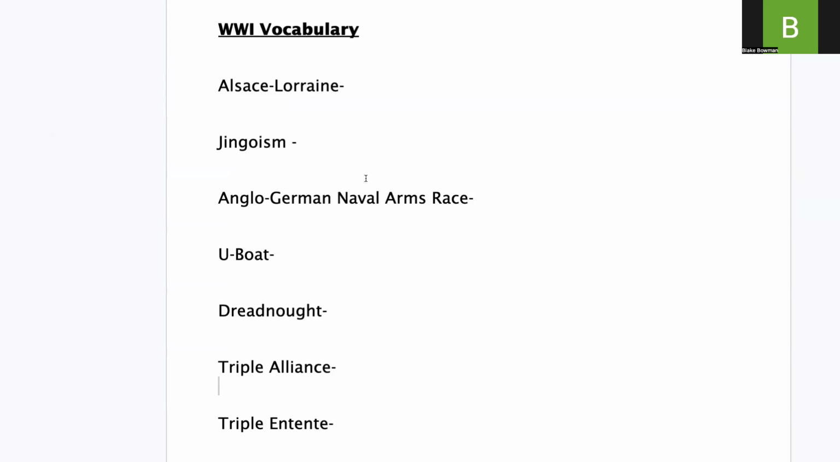Okay, Anglo-German naval arms race. Are you writing this down, folks? You've got to have these terms. The Anglo-German naval arms race is just the arms race between Great Britain and Germany. And we mentioned this tension between these two countries building up to World War One. We already know Great Britain's been the dominant naval power. Germany is looking to overtake that.